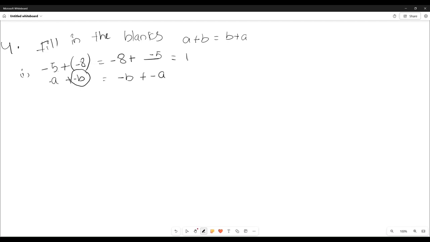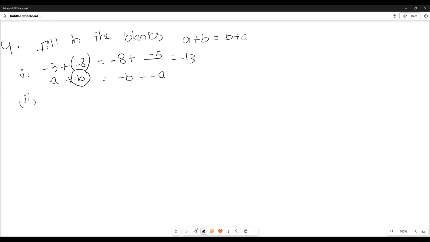Let's see if we add those numbers, we get the same answer or not. So 5 plus 8 is 13. Here the sign of 8 is minus, so we are writing minus. 8 plus 5 is also 13. So the sign of 8 is minus. So the statement is true.